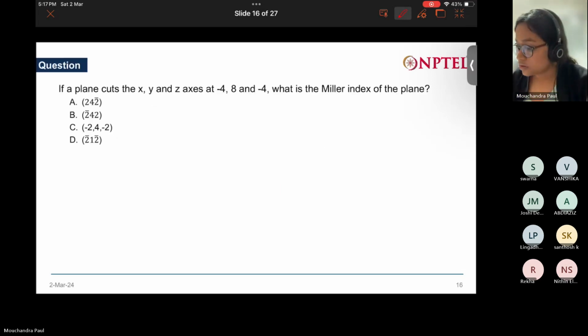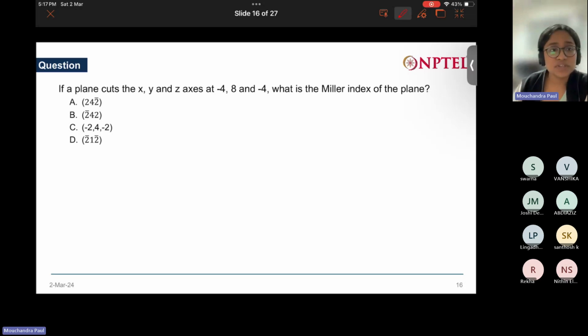Okay. Now this is a question. A very similar question to this is given in your assignment as well. In this question, it is made very simple. You don't have to imagine how the plane would look. You are directly given that the plane cuts the x, y, and z axis at these points. So you have the intercepts: -4, 8, -4. And you have to find the Miller index.